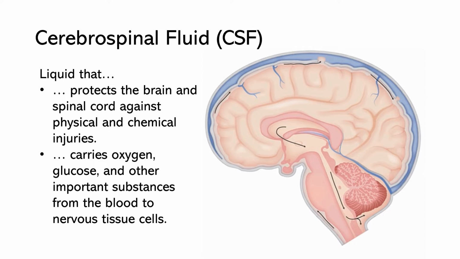Let's look at the cerebrospinal fluid of the brain. In total, an adult makes about 80 to 150 milliliters of this fluid. This liquid protects the brain and the spinal cord against chemical and physical injury, and it delivers oxygen, glucose, and other important substances from the blood to the nervous tissue cells.